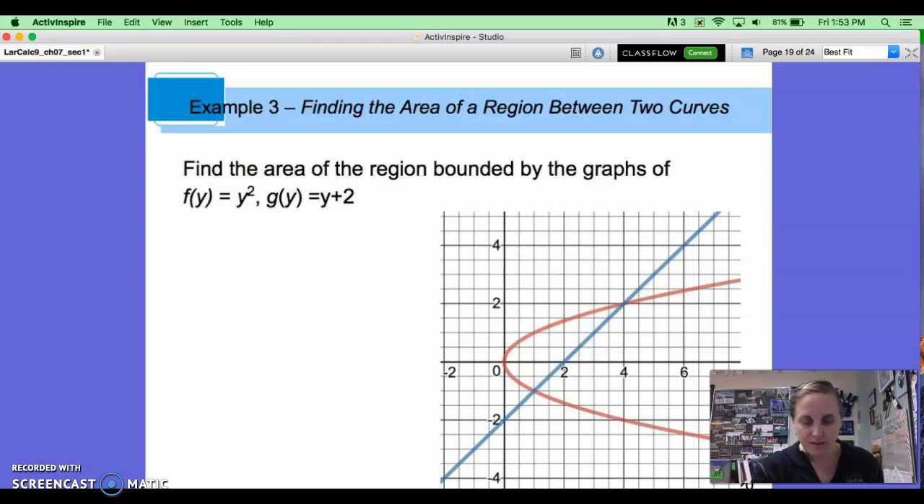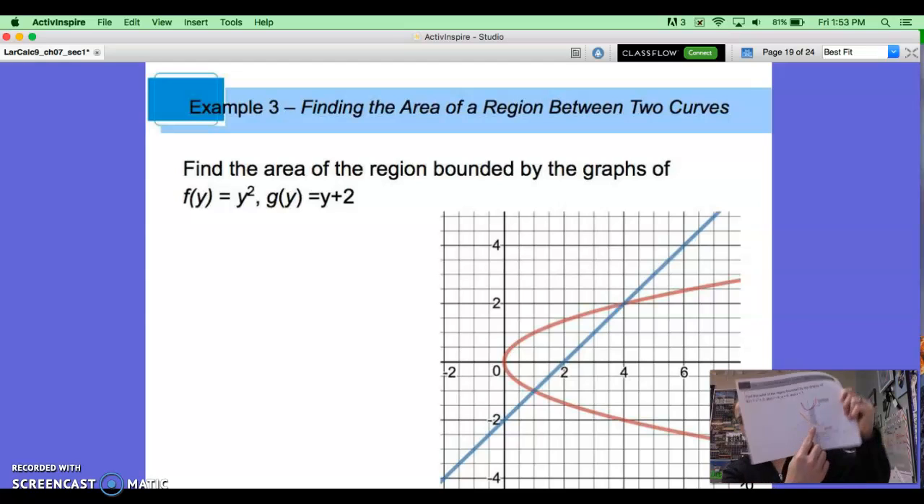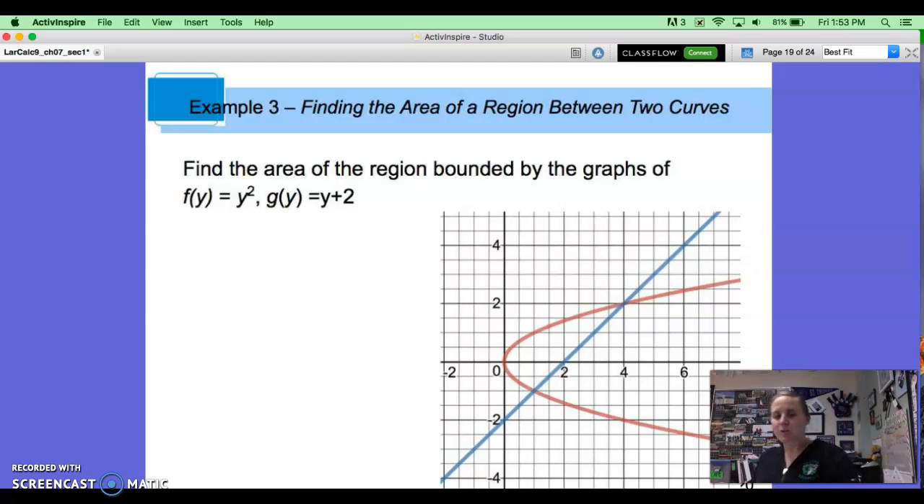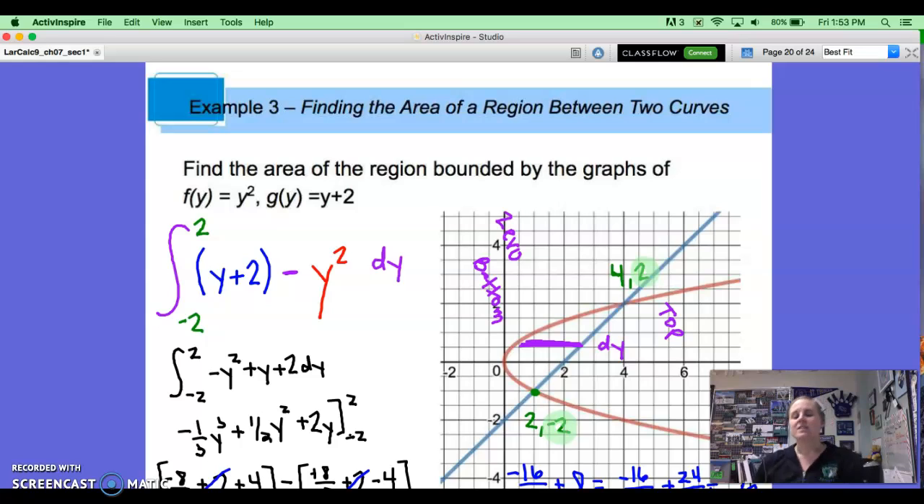Okay? Our bounds then go from left to right. So as I rotate that, it's actually going to go from the bottom to the top. So if we look at our intersection points here, we have (2, -2) and (4, +2). So my bounds are going to start at a y value of -2 and end at a top y value of +2. Getting this all set up, this is what we're looking at.